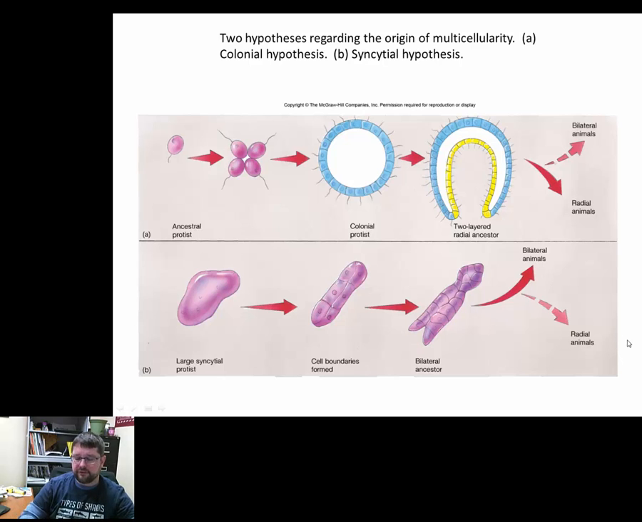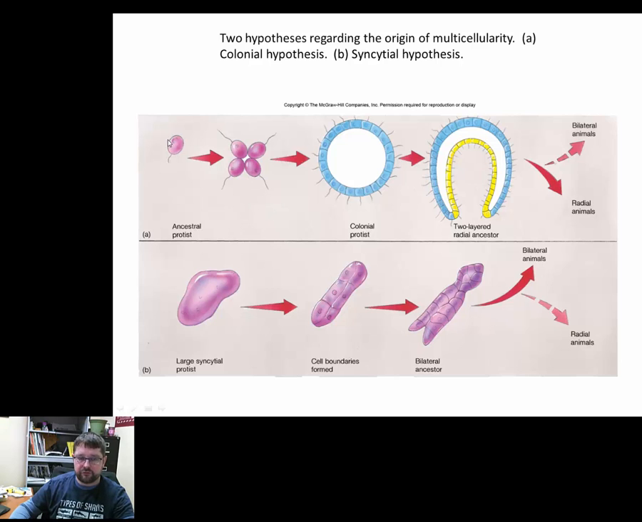In order to examine that evolutionary connection to choanoflagellates, or that Protista connection, there are 2 hypotheses that are currently out there. One that has a fair amount of support, and then one that is favored by a few individuals. Okay, and the first one is that multicellularity developed from the colonial hypothesis.